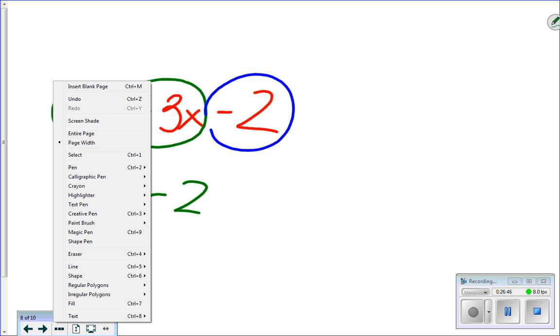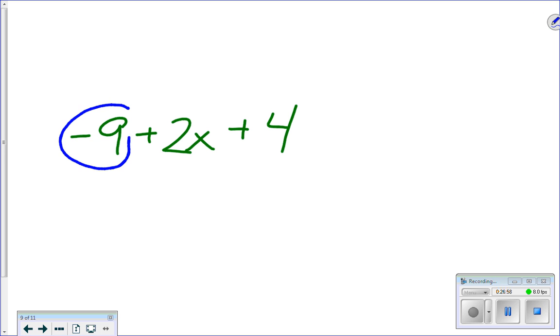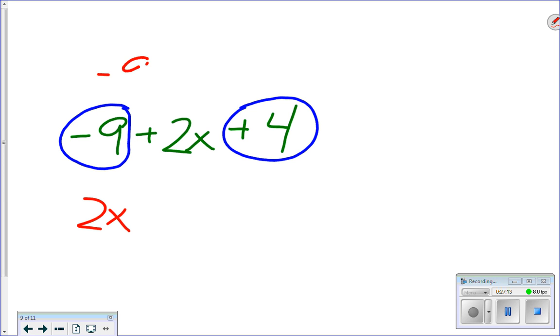I'm going to do one more here for you quick. If I have negative 9 plus 2x plus 4. So I have this that I can put together, and I can have this that I can put together. Negative 9. Do I have anything I can put together with this? Okay, so that's going to just stay as 2x. What about this, though? I have negative 9 plus 4. What's negative 9 plus 4? Negative 5. So then it's minus 5 on the end.